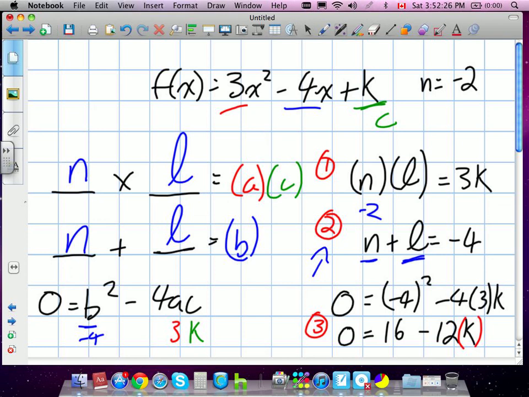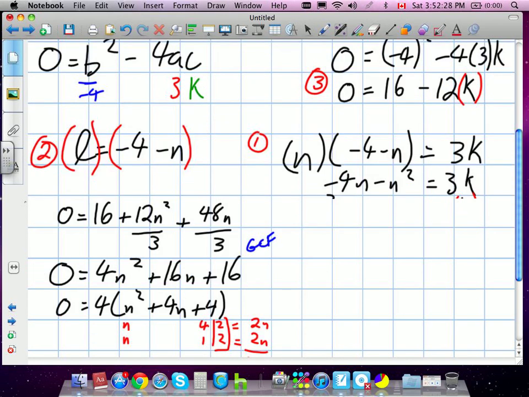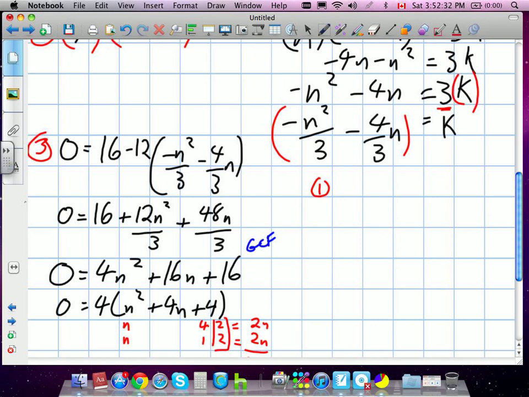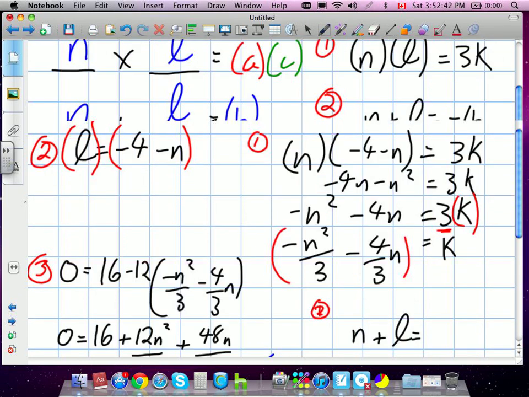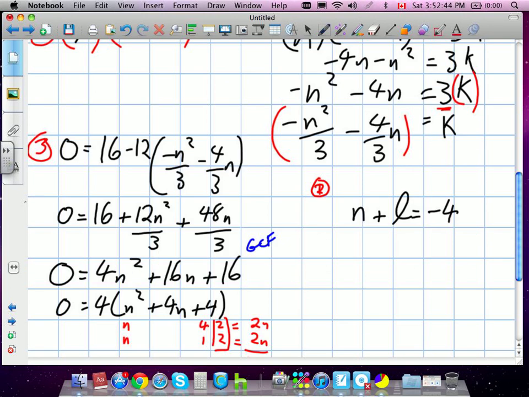So if n is negative 2, I look at formula number 2. If n is negative 2, I can solve for L. Let's take that formula down. Which one was that again? Formula 1? No, that was formula 2, which said n plus L equaled negative 4. Well, we now know that n is negative 2. So we get negative 2 plus L equals negative 4, which means L is equal to what?